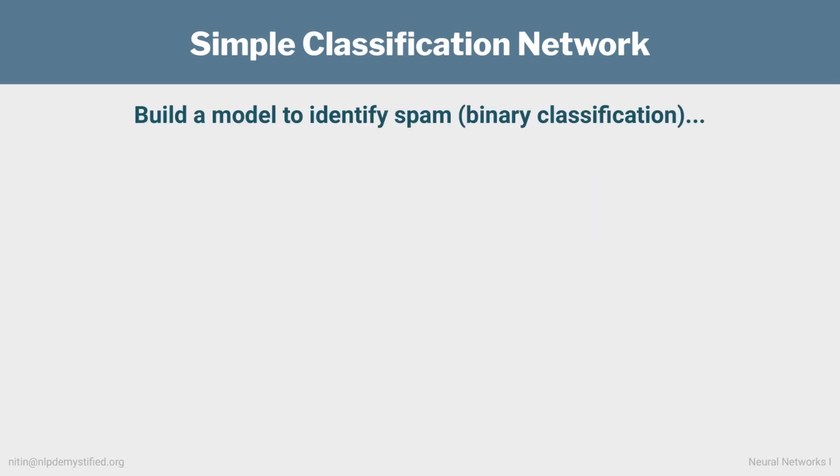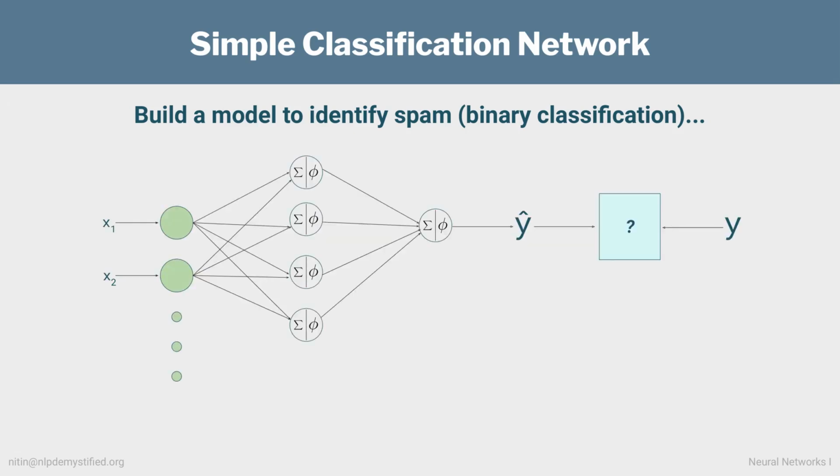Let's take a look at another example, this time for binary classification, let's say to identify spam. Same idea, we could have a number of incoming features such as words, sender email address, IP address, etc.